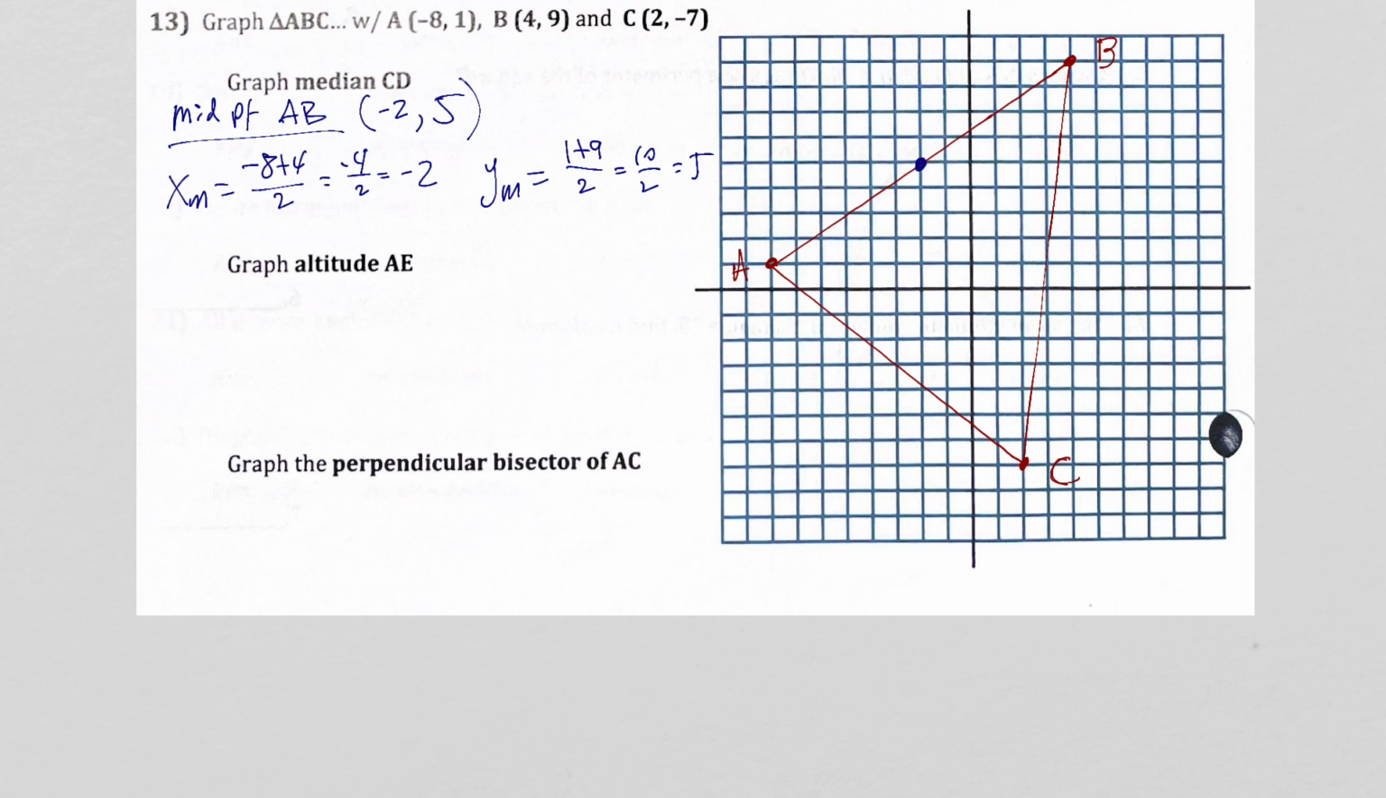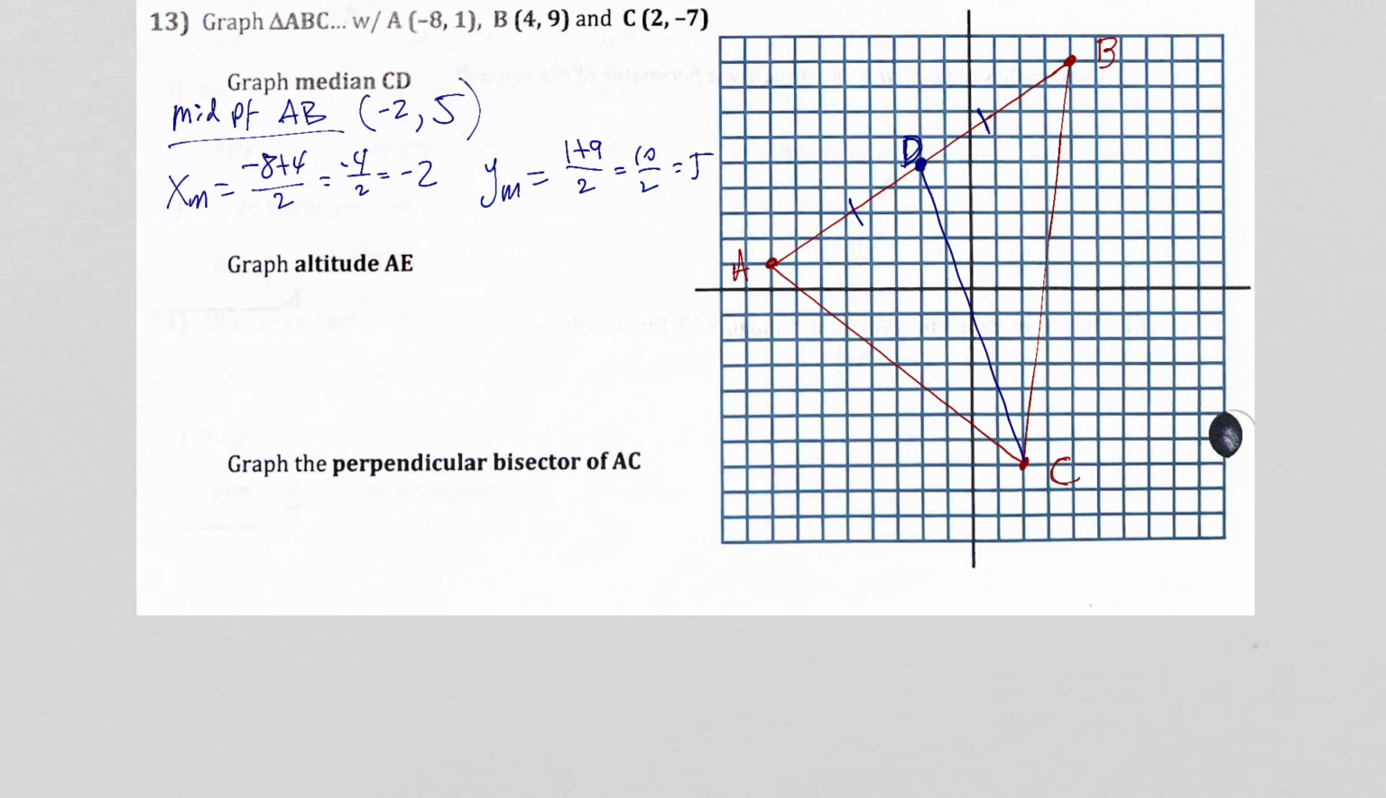So I'm going to call that point D, and then we'll draw a line from there to C, and that's the median. But we need to show that that's the midpoint. You have to have this right like that and like that, showing that point D is the midpoint of those.